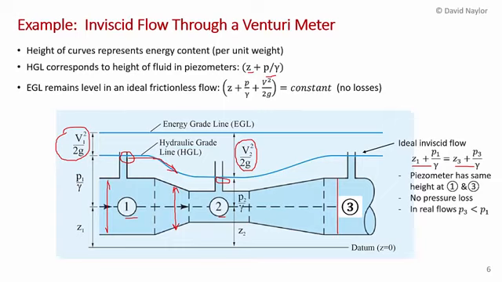Of course, in reality, as a fluid flows downstream, you will get pressure losses. So in real flows, the pressure at point 3 will be somewhat lower than the pressure at point 1, and the hydraulic grade line won't recover completely. So the piezometer will have a smaller vertical deflection downstream. And we're going to talk about that in some of the next examples, which consider non-ideal flows.